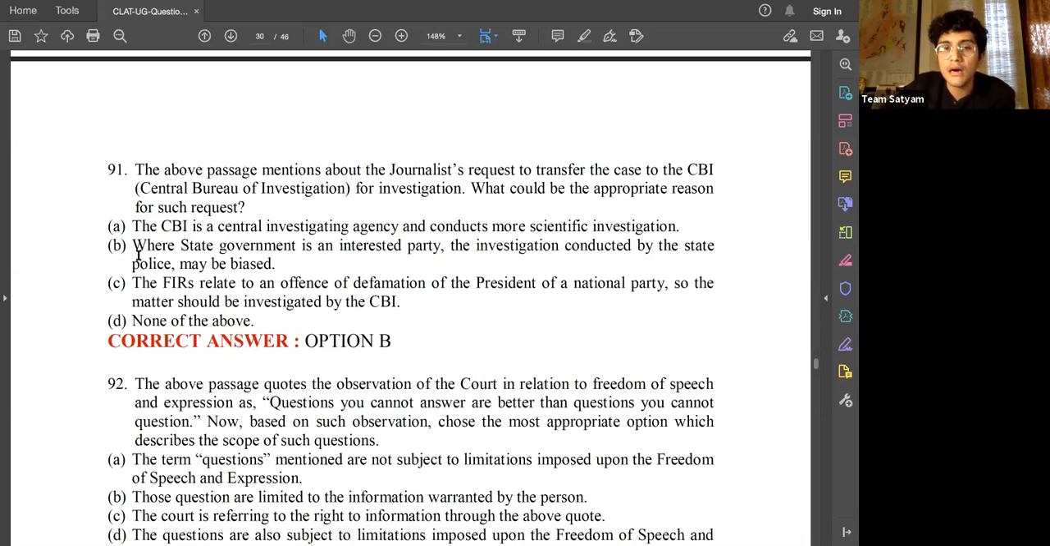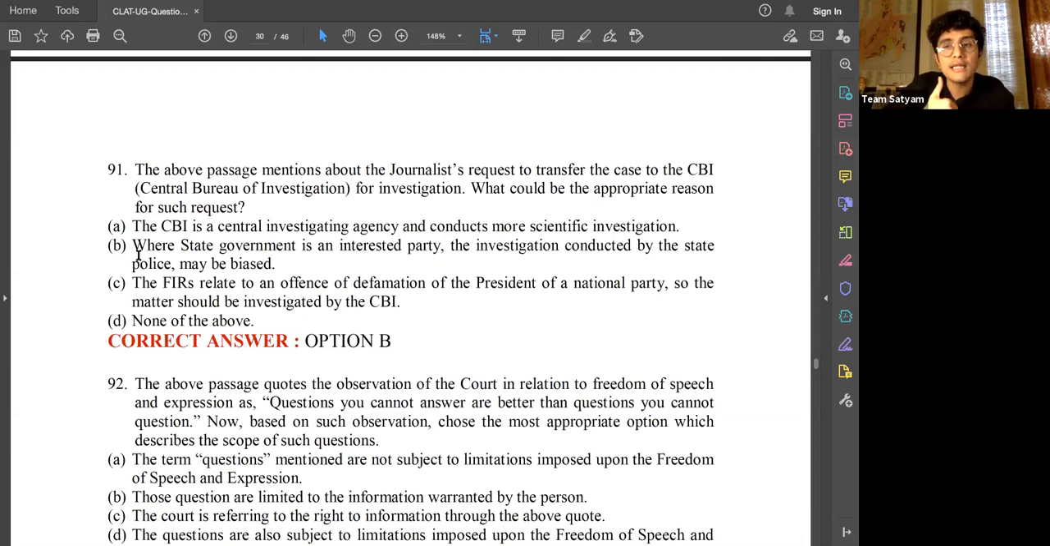Second is that the state government is an interested party, which again, you do not have the means to arrive at by looking at the contents of the passage. So you would only know that a case is transferred to the CBI when the state government is an interested party if you are already aware of it. So this entire facade that legal knowledge is not a big thing, or is not something you're required to be aware of, is broken, because over here you're required to be aware of two things.